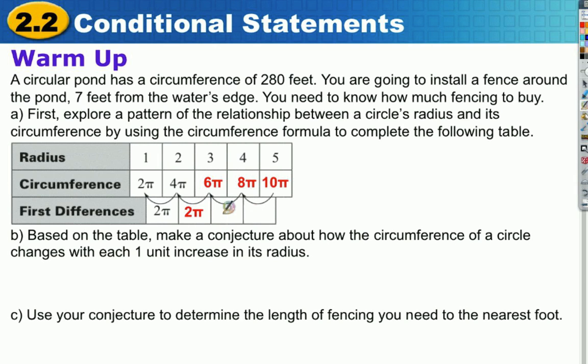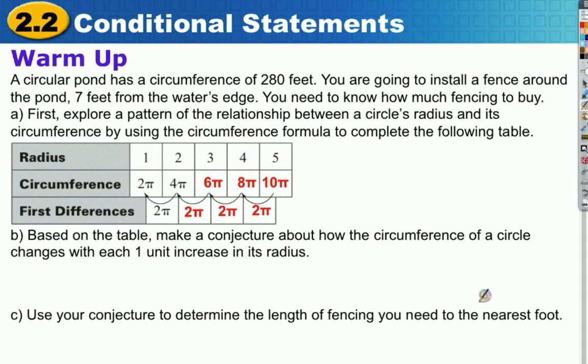You should already start seeing something. What should go in that position? Michaela? 2 pi. And you will see that the first differences are all the same, which is where you can now see the pattern. But now you need to take that pattern and form a conjecture. That is part B. I even gave you part of the conjecture.